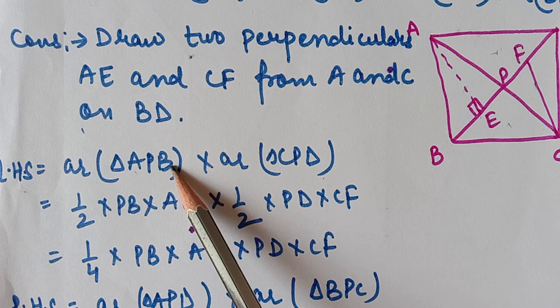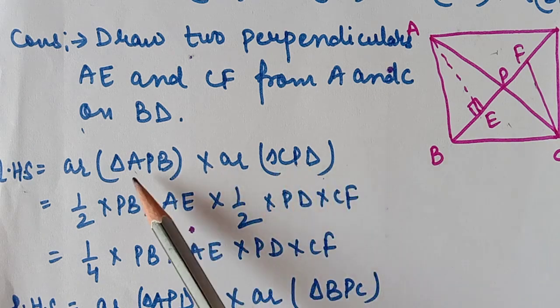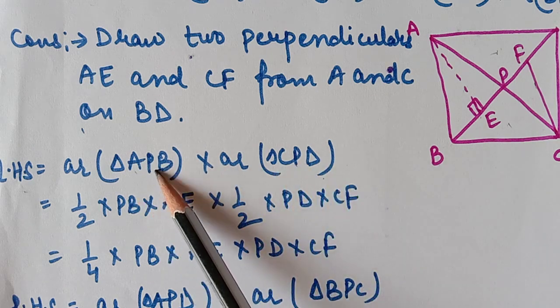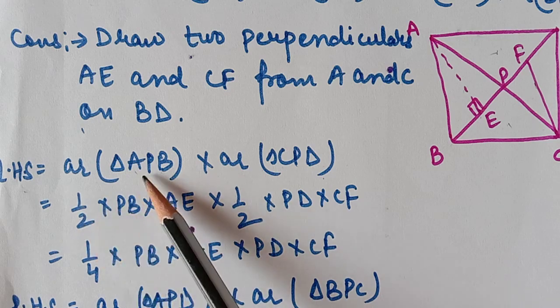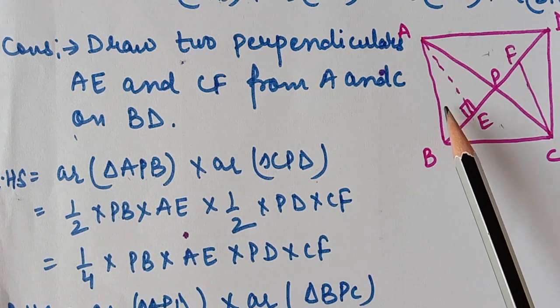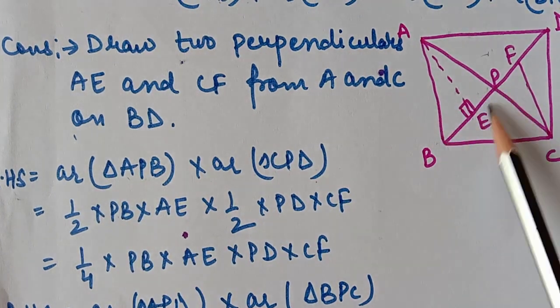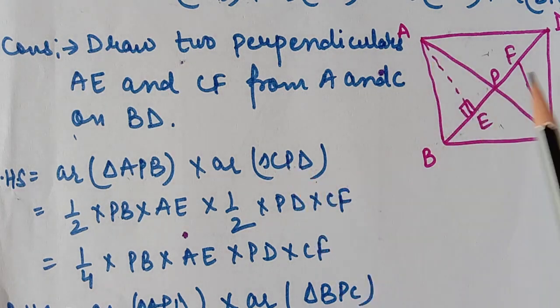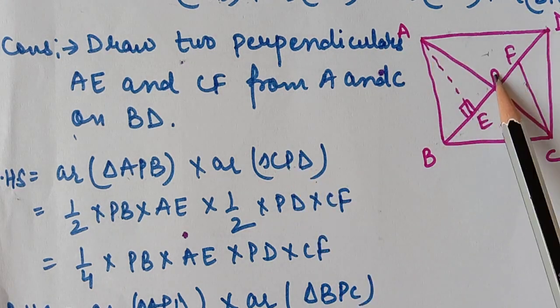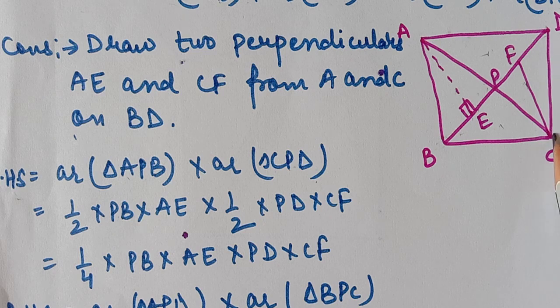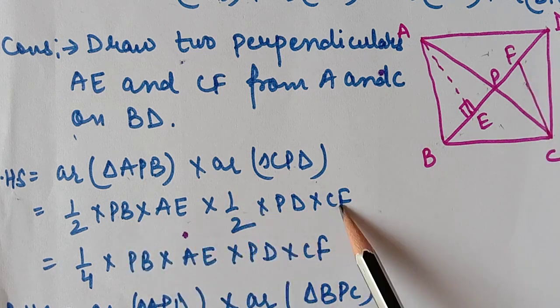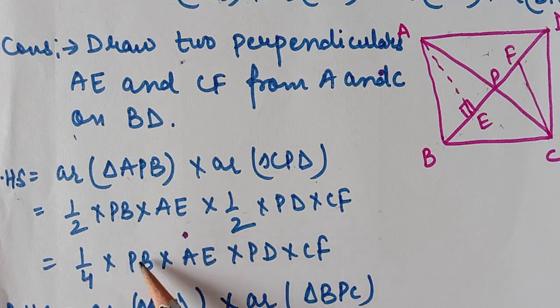First of all, we will take the left hand side: area of triangle APB into area of triangle CPD. We know very well that the area of a triangle is half into base into height. So half into base for APB is PB and height is AE. For CPD, the base is DP and the perpendicular is CF. So we will put all 4 values. Now we have 1/4 PB into AE into PD into CF.